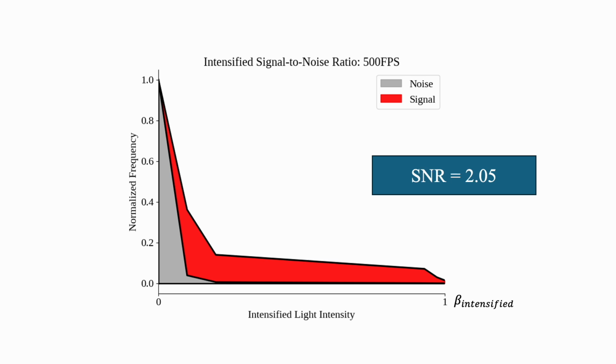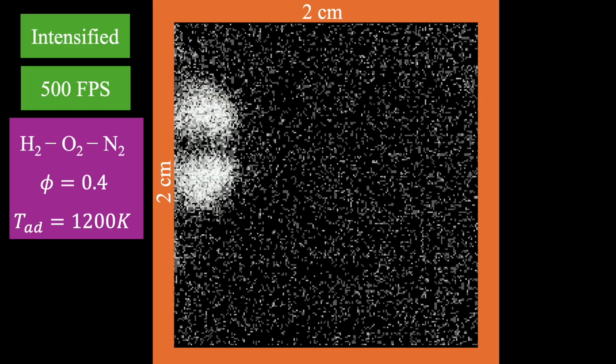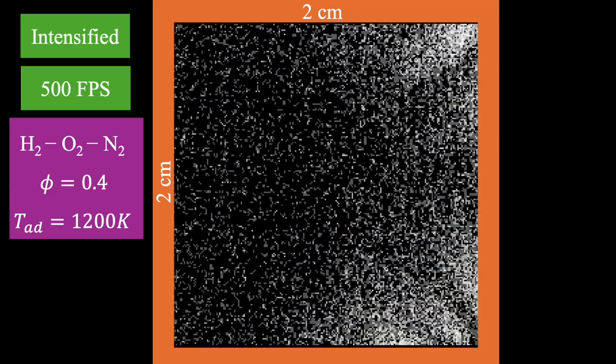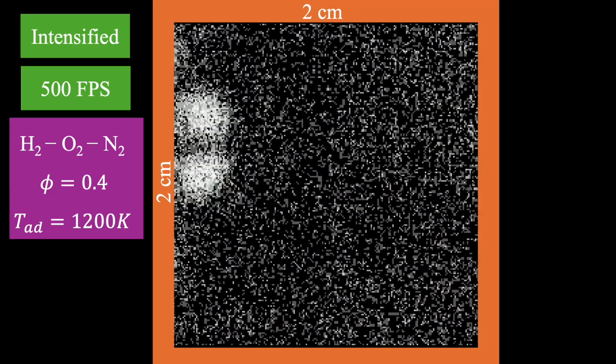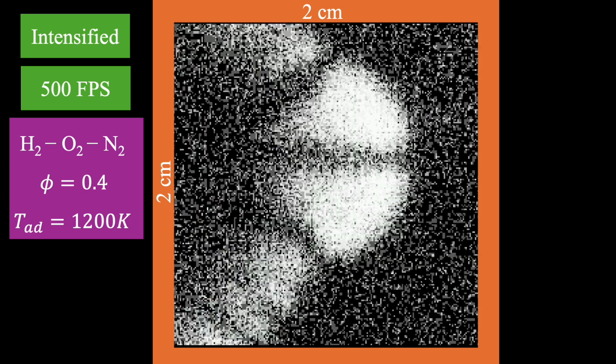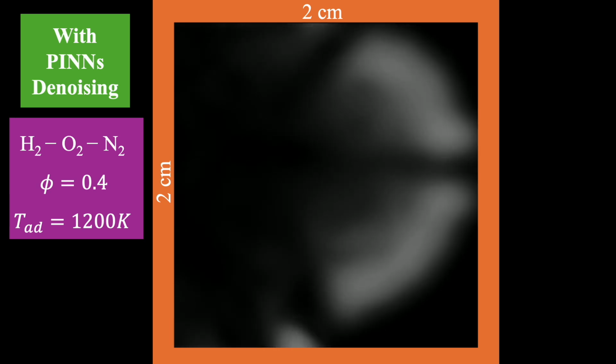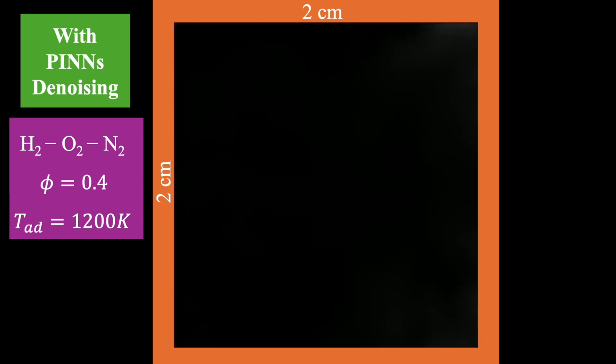Applying the intensified mapping to our video, we result in this video. We can now clearly see the tip of the sawtooth, however, the video is incredibly noisy. I'm now going to walk us through how we can use physics-informed neural networks to denoise the video into what you see here.